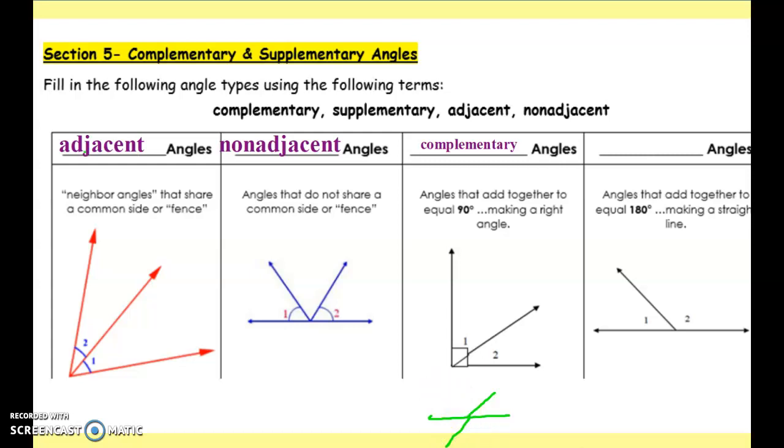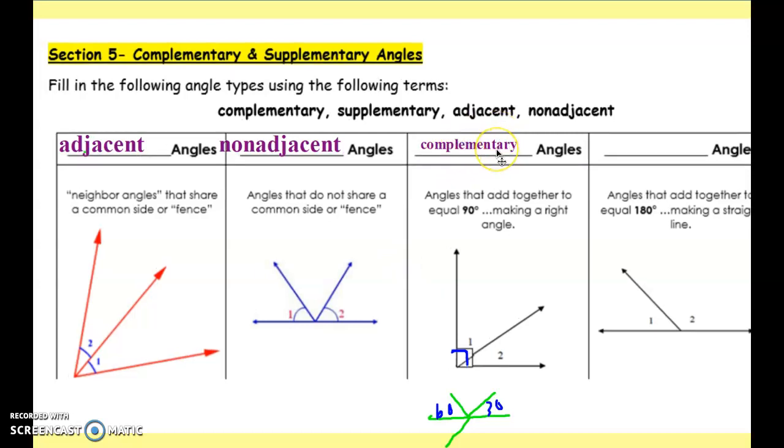So I could draw something, something like this. I could have them labeled. Let's say this is 30 degrees and this is 60 degrees. Those are non-adjacent, but they add together to equal 90 degrees. So if they're measurements, the numbers add up to 90, or they're visually next to each other and you see this 90-degree box, those are considered complementary angles. The ones that equal 180, when you put the numbers together, those are supplementary angles.